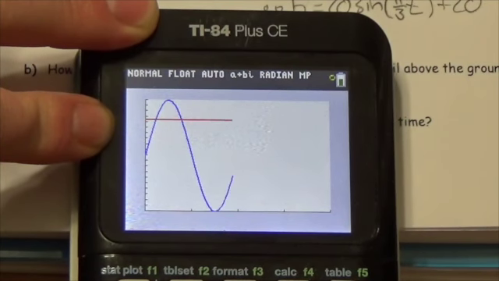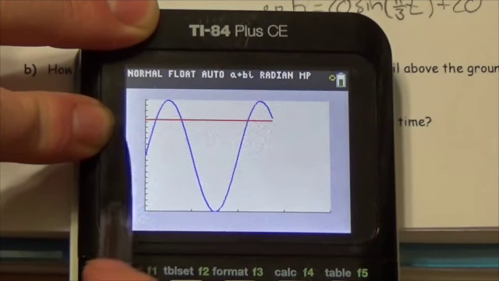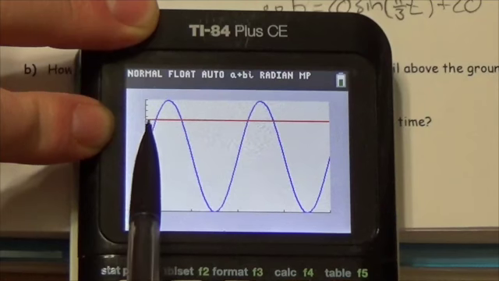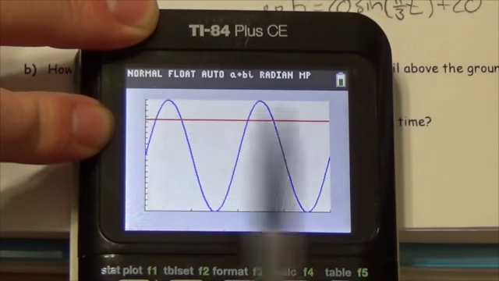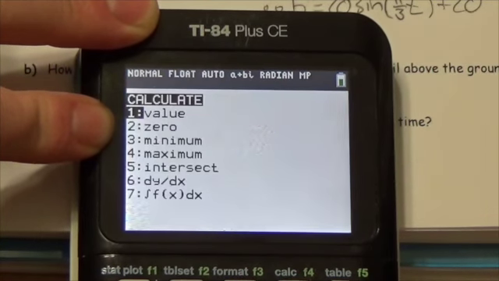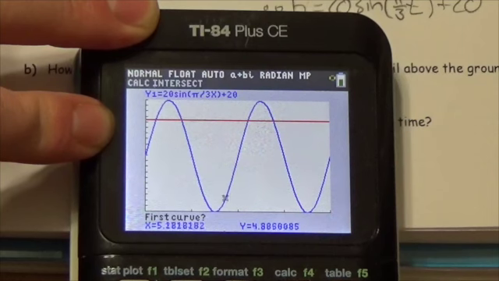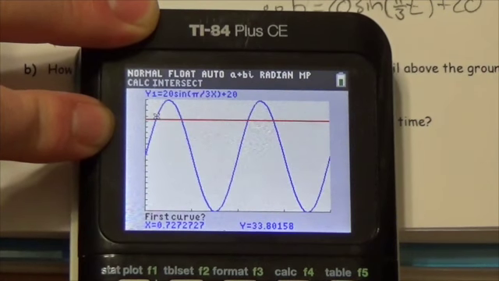There's my wheel going around. There's the 33. And I'm interested in the time that it hit that 33 for the first time, so right there. So I'm going to go into my calc menu by hitting second trace. We're going to go down to intersect. And I'm going to bring that cursor back close to that point. Doesn't have to be right on it, just close.